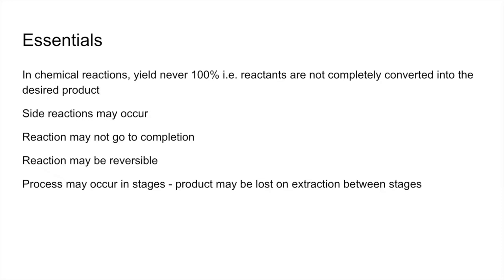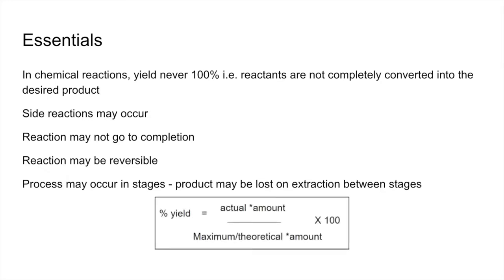The formula that we use to calculate percentage yield looks like this. So percentage yield is equal to the actual amount divided by the maximum or theoretical amount times 100, and the amount can be in moles or mass.